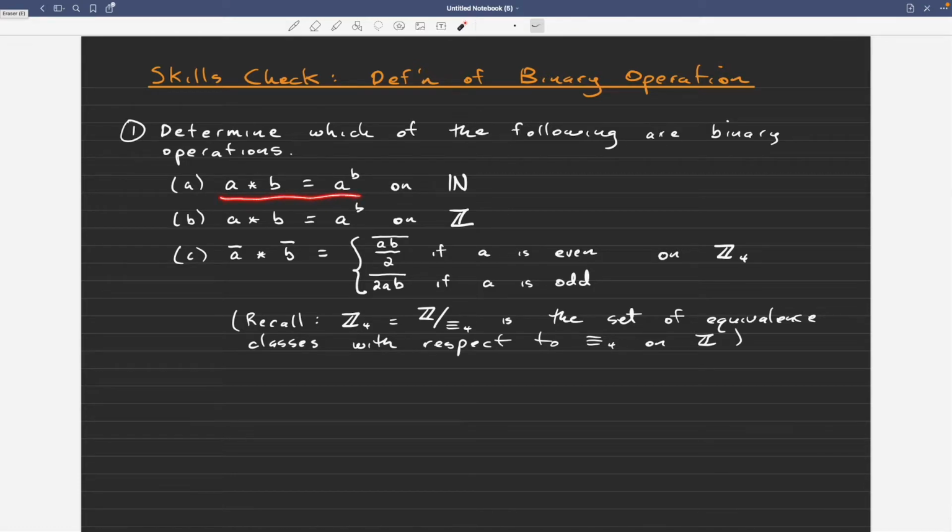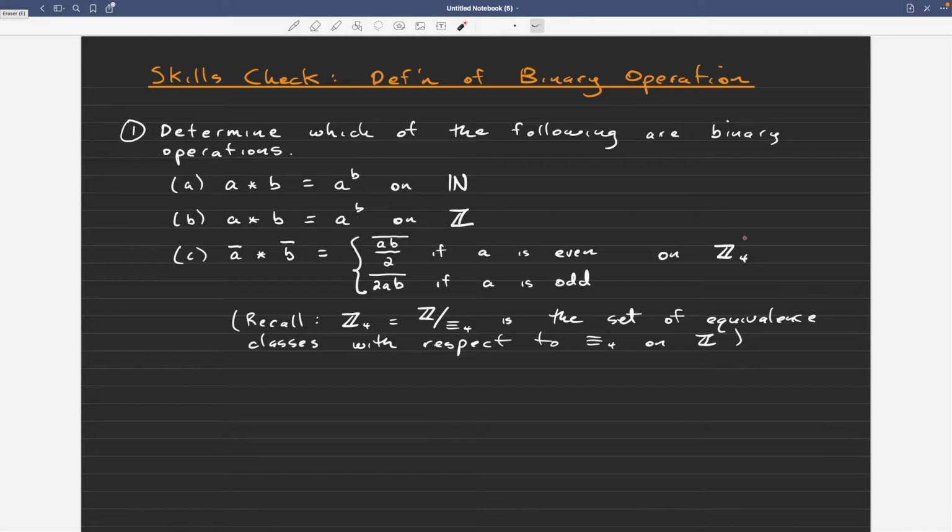So the first one is a star b equals a to the b on the natural numbers. And then the second one's just a variation of the first one. It looks like the same operation, but the underlying set is different. This time it's all of the integers instead of just the natural numbers. The third one is going to be a weird one.